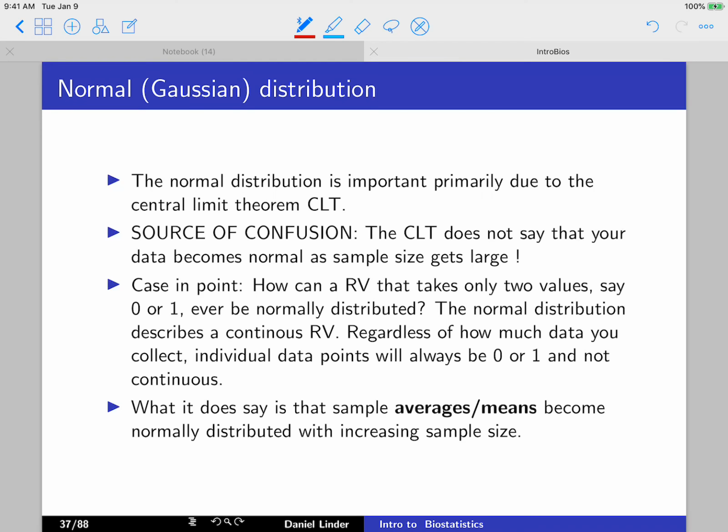However, what it does say is that sample averages or means become normally distributed as the sample size increases. So the central limit theorem is a statement about sample averages or means, not about the original data generating process. And the central limit theorem says that averages, regardless of the kind of data you take the averages from, will be approximately normally distributed.